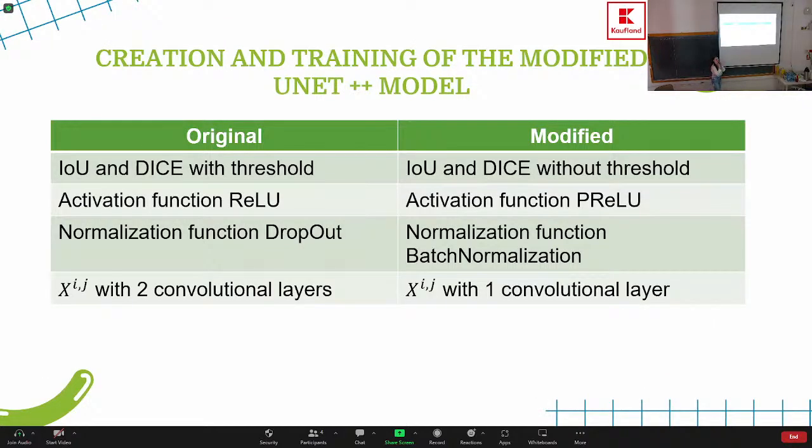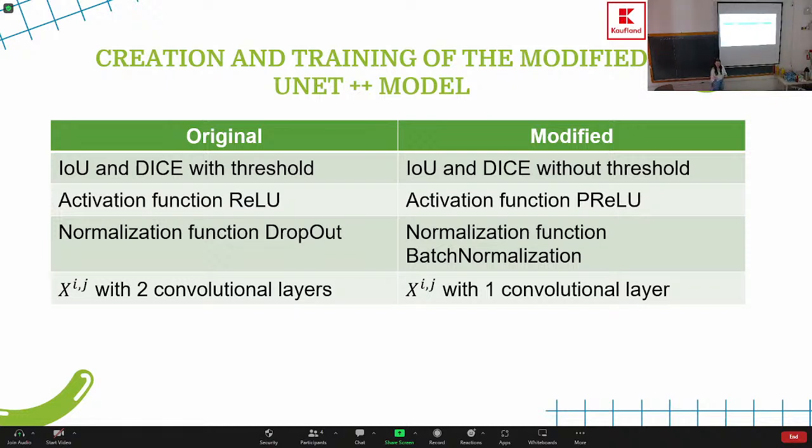And now, for the modified modifications, I saw that they use dice with a threshold of 1.5. Now, this cuts the training very fast if there aren't good modifications in the first five epochs, which doesn't give very good results. As activation function, I switched from ReLU to PReLU, and as normalization function, I used dropout instead of that normalization.